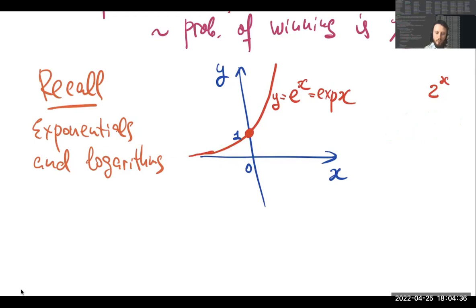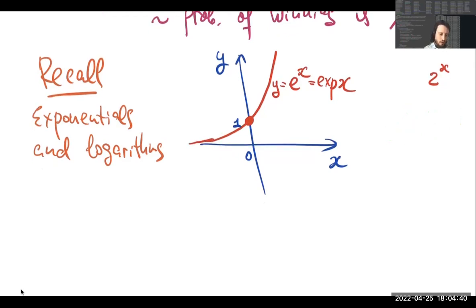And this is the exponential function, and the logarithm is its inverse function. The graph of the inverse function can be obtained from the graph of the exponential function by mirroring with respect to the line y equals x. And the logarithm looks rather symmetric. So this is y equals logarithm of x.